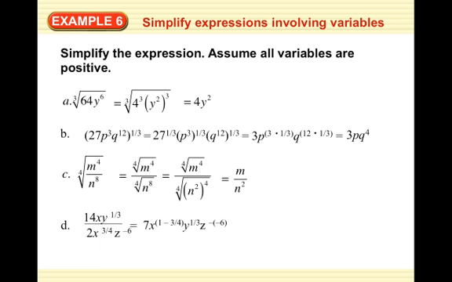we need to take the opposite. We need to take away the negative. In other words, we're going to have positive 6. And so we have 7 times x to the 1/4, because 1 minus 3/4 is 1/4, y to the 1/3, and then z to the 6th.